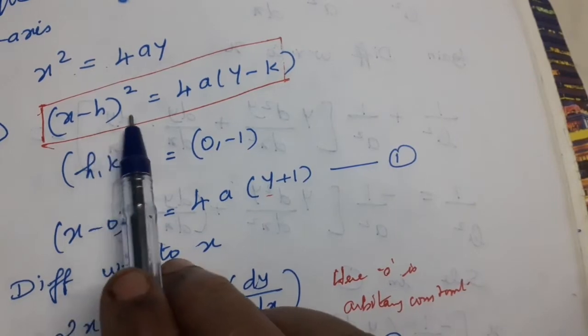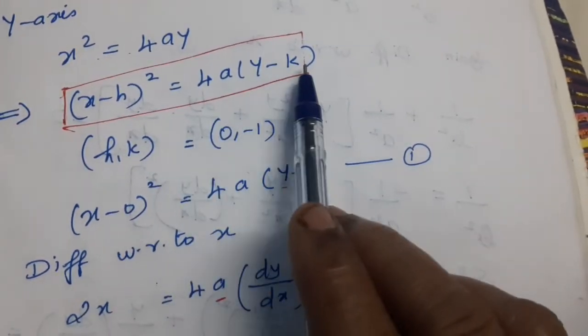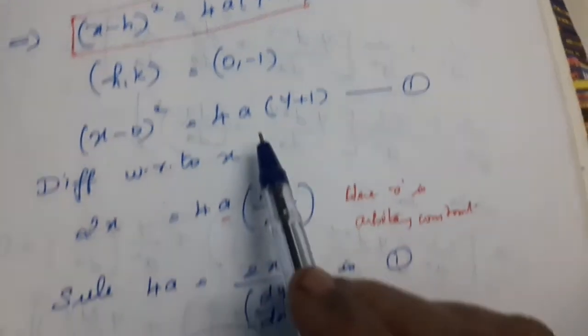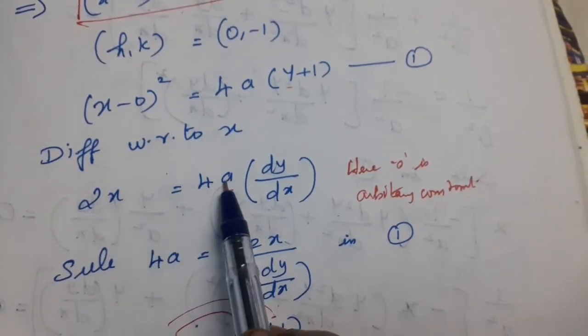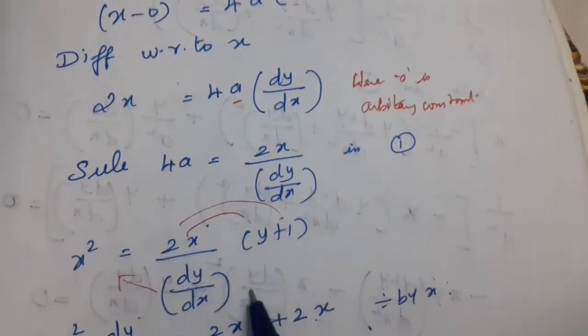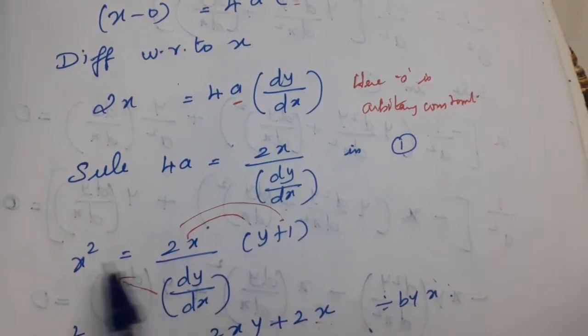The equation of the parabola is (x minus h) the whole square equal to 4a into (y minus k). Instead of (h, k), you substitute (0, minus 1). After substituting, we get the 4a value. Once you get the 4a value, substitute it again in the first equation and do the calculation part.